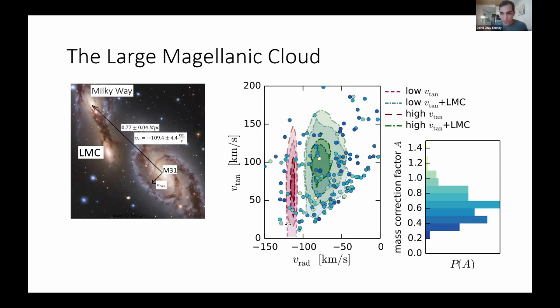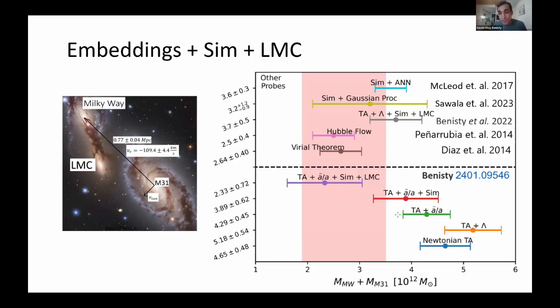First we have the timing argument. We calibrate by simulations the halos around it. And also, because of the change of the center of mass due to the LMC, we are getting new separation and velocities. And as you can see here, this is the main punch of the talk: when I'm taking the timing argument plus lambda, the mass is higher.